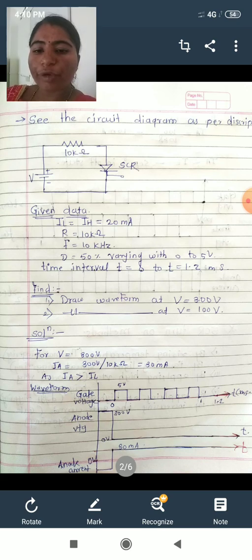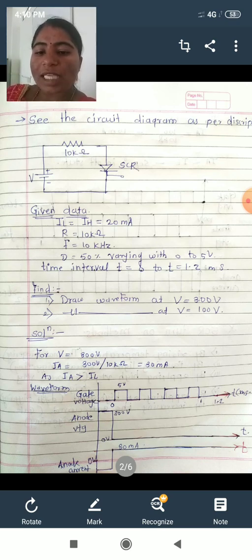Now draw the waveform for that. As stated in the problem, the gate voltage varies from 0 to 5 volt, and the gate voltage is nothing but the gate pulse. This pulse is drawn for 0 to 5 volt, over the time interval 0 to 1.2 millisecond.